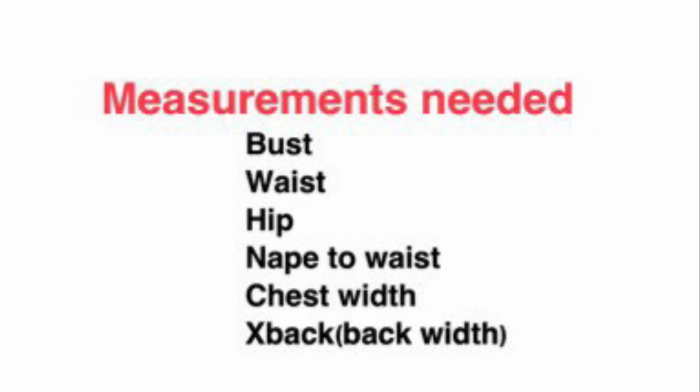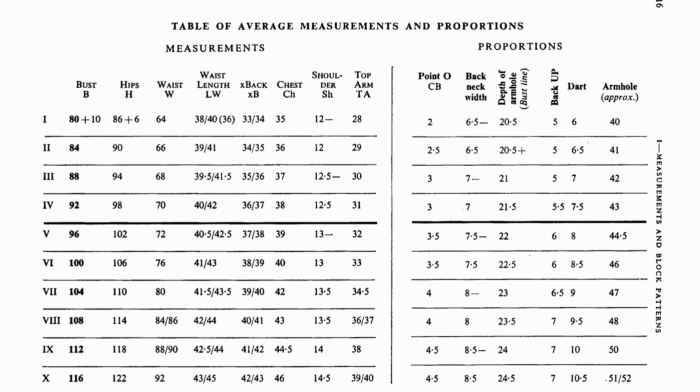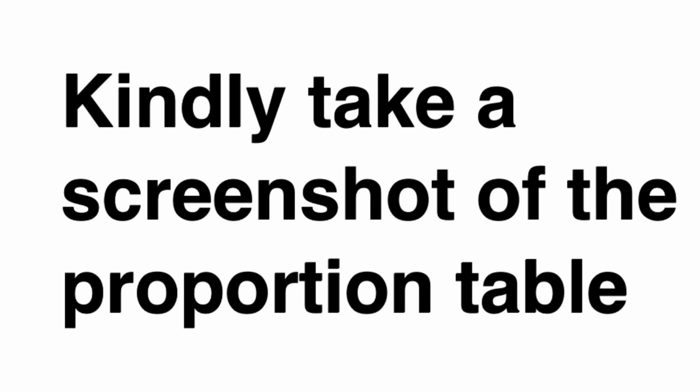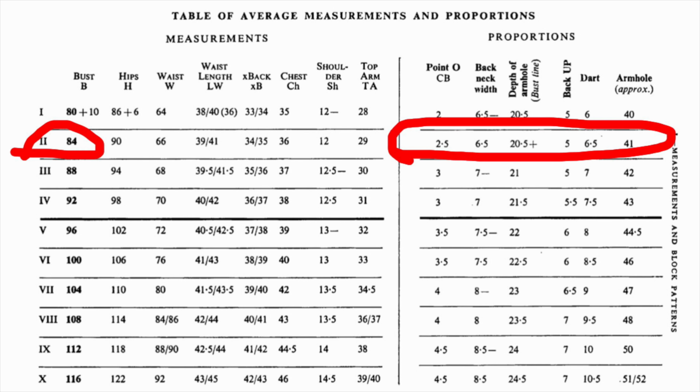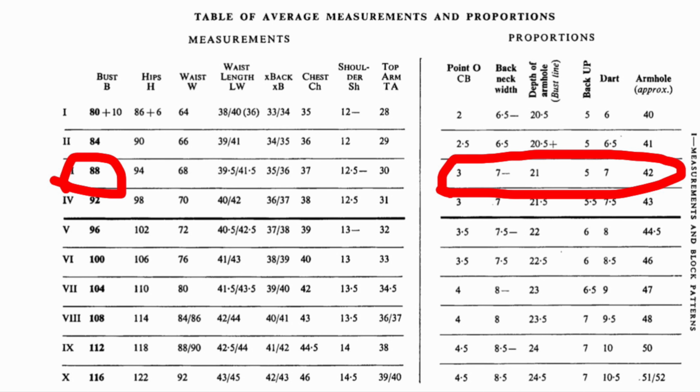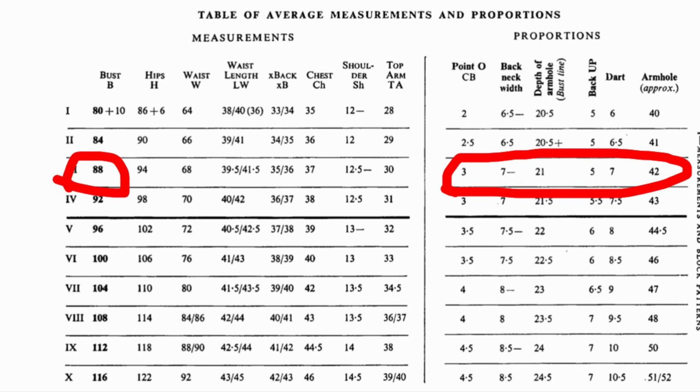Here are some of the measurements you're going to be needing, and we do have a measurement guide video, so do check out the description box below. The link is going to be there, and this is the proportion table we're going to be using for this video, and mostly we're going to be using the charts on the right. For this video, our bust size falls under bust 84, and if your bust is 85, 86, 87, you also use the chart on the left-hand side of bust 84, so you're still working with all the figures there. If you're bust 88, you're going to be working with all the figures in line with bust 88. I don't know if that makes any sense.